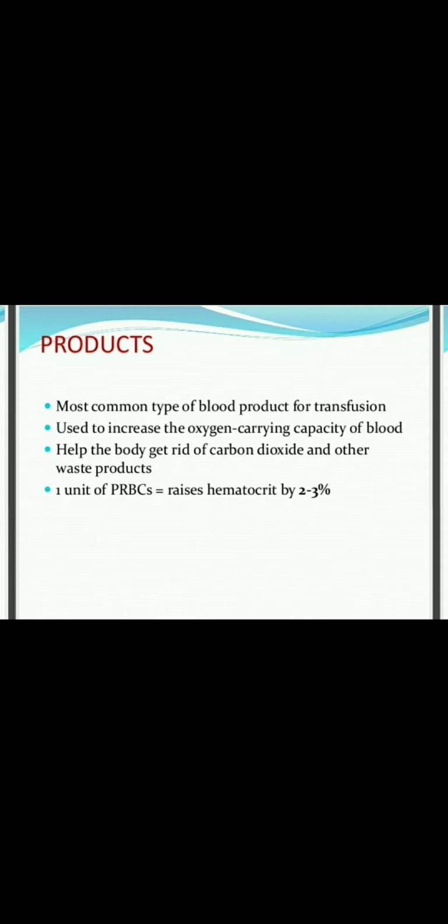We all know that in our biology we learned about pure and impure blood. So the blood removes toxic waste material and provides oxygen. 1 unit of PRBC raises the hematocrit by 2 to 3%.